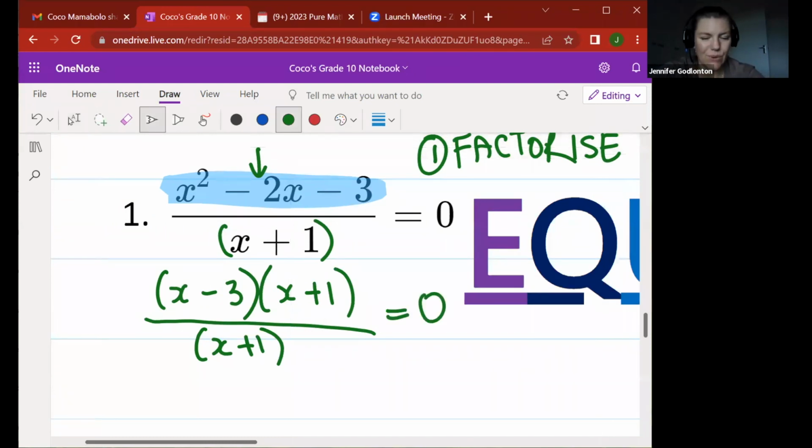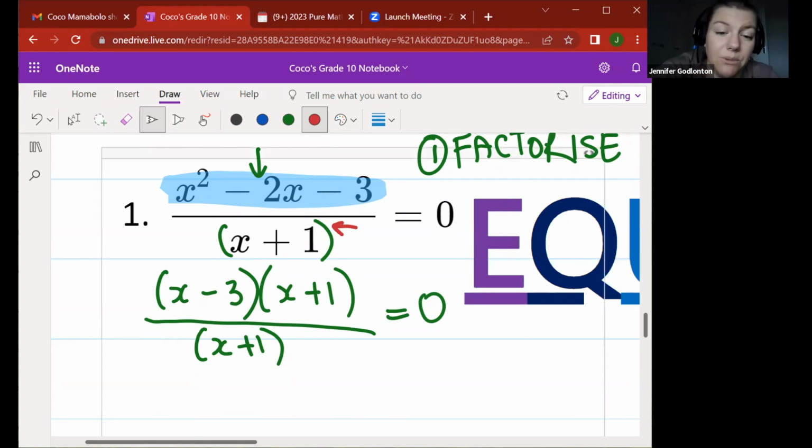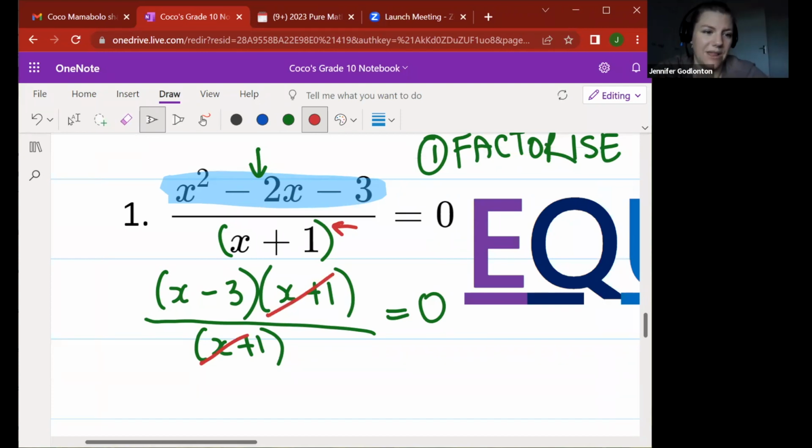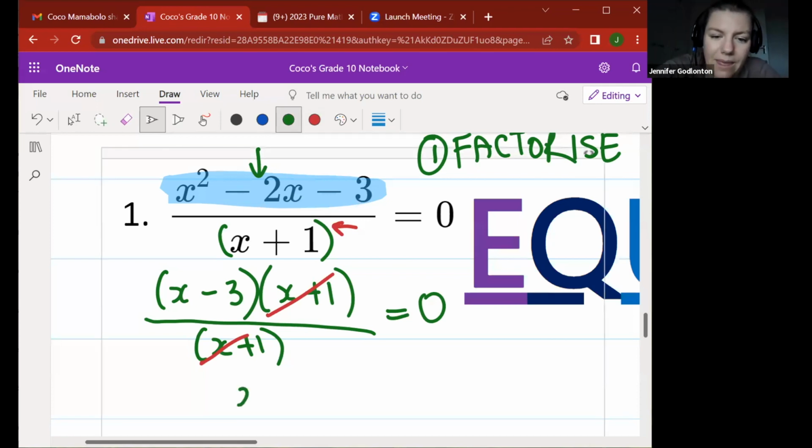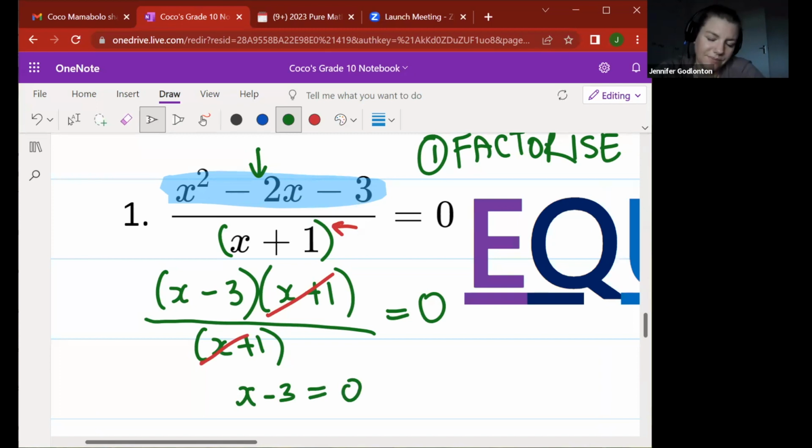The other cool thing about when we factorize with fractions is that normally there's a hint. This denominator is giving you a hint. It's telling you that this is going to be somewhere in your numerator, because your teachers are going to want them to cancel out. So this is going to cancel out with that, because they are exactly the same. And so all we are left with is x minus 3 is equal to 0.